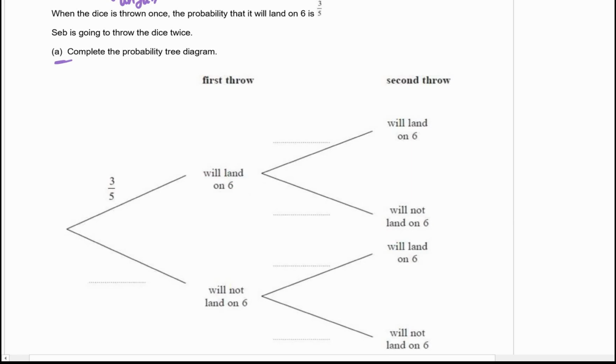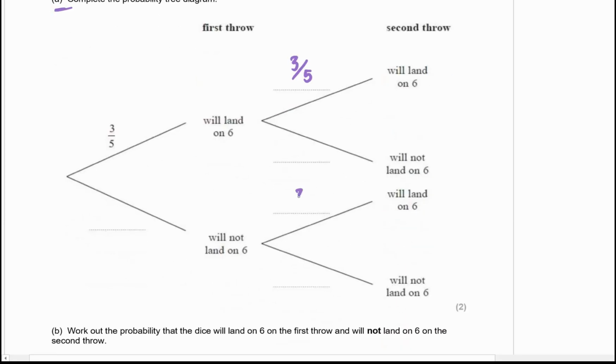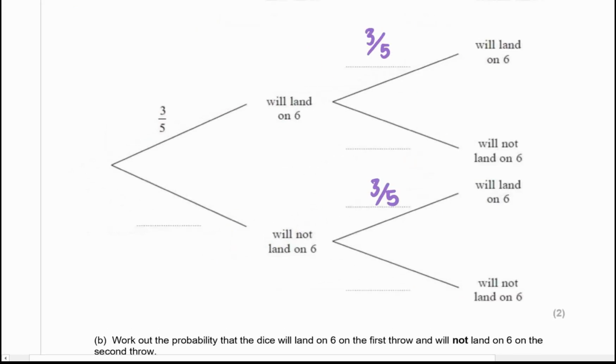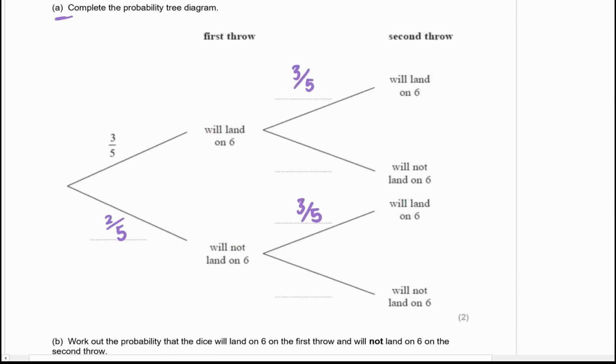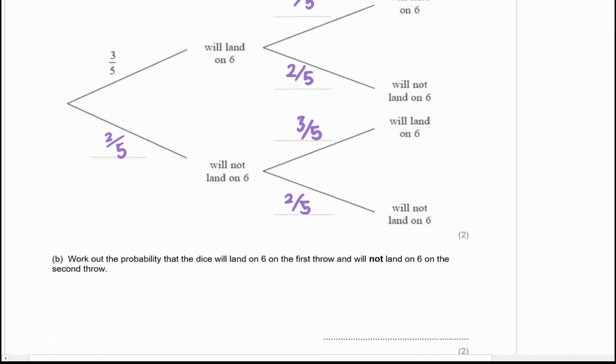This is pretty straightforward. The important thing to remember for this question is that each time you roll the dice, that probability is not going to change. So any time you see you will land on a 6, we know the probability is going to be 3 out of 5. We also have the key rule of probability, which is that all probabilities must add up to 1. Because these are my only 2 options, they must add up to 1, which means if this is 3 out of 5, this is going to be 2 out of 5. That's the same throughout. Anywhere we see will not land on a 6, that probability will be 2 out of 5. Okay, so that is part A done.